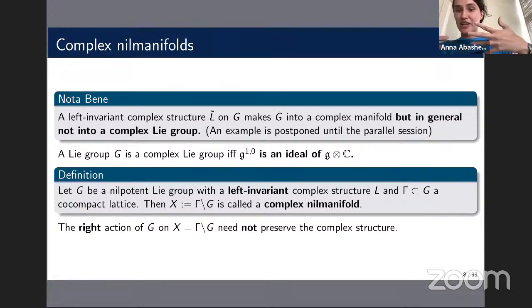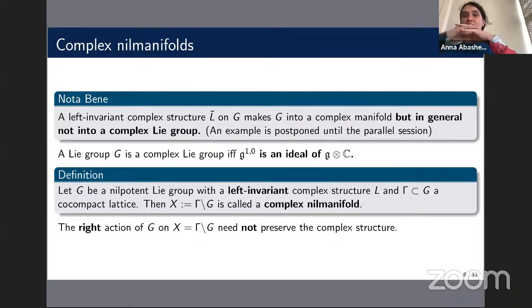In linear algebraic terms, the integrability of the complex structure was expressed as a condition that G^{1,0} is a subalgebra of the complexification of G. But if G is a complex Lie group, then G^{1,0} is an ideal of the complexification of G, and of course this condition is stronger.